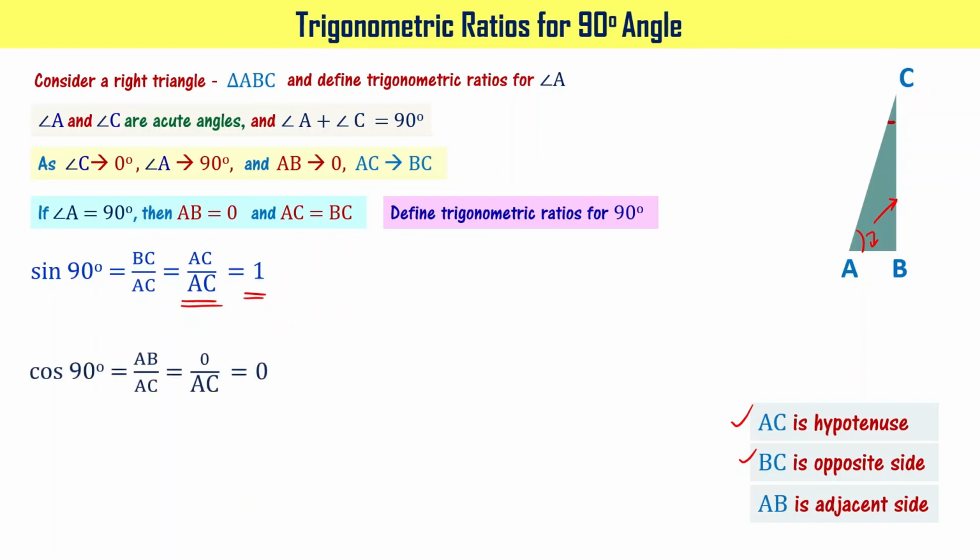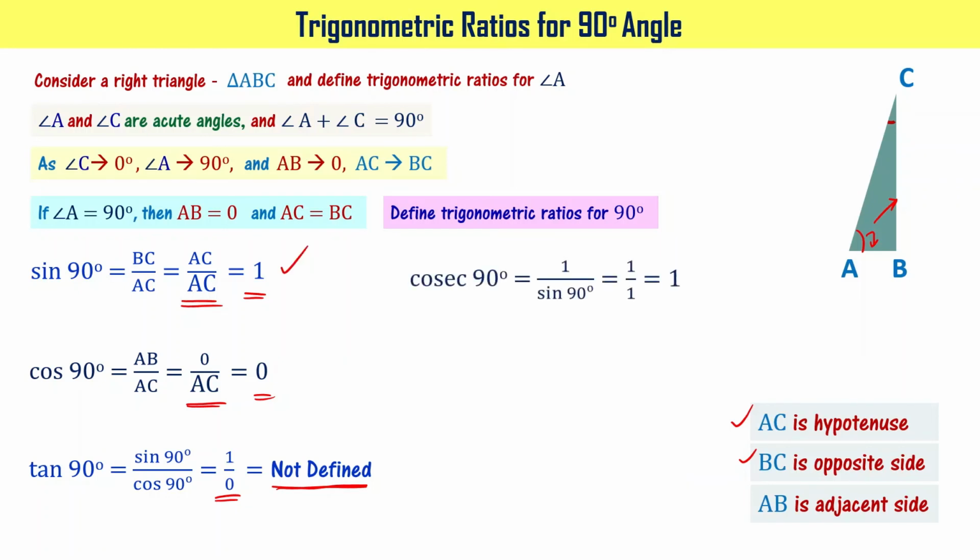Cos 90 degrees is AB by AC, right? AB is adjacent side and AC is hypotenuse. So that's why it is 0 by AC, that is equal to 0. Now tan 90 degrees is going to be sine 90 divided by cos 90, that is equal to 1 by 0. Anything by 0, we don't know the value. That's why we say that tan 90 degrees is not defined. Sine 90 degrees, we know 1. It means cosec 90 degrees is going to be 1 by 1, that is equal to 1. And cos 90 degrees is 0. It means sec 90 degrees is going to be 1 by 0, that is not defined, right?